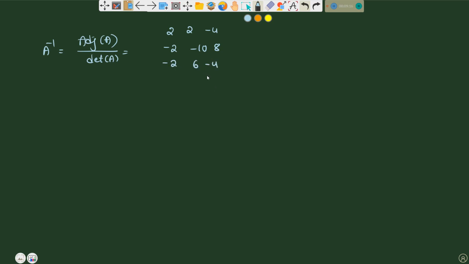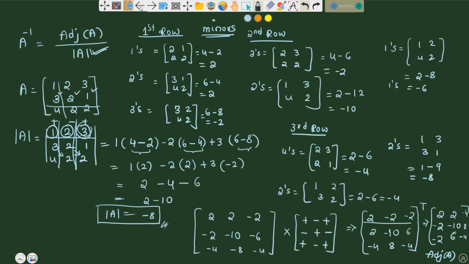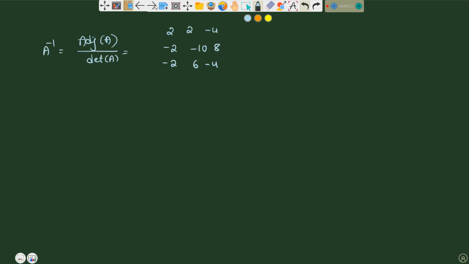Let us re-verify. Okay, yes, we have done correctly, right? So A inverse is equal to adjoint of A, what we have got, divided by determinant of A. Determinant of A is minus 8, right? So now you have to write further. So this minus 8 is going to divide each and every number.